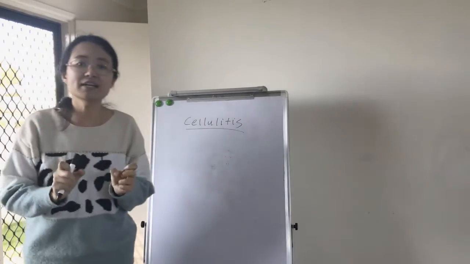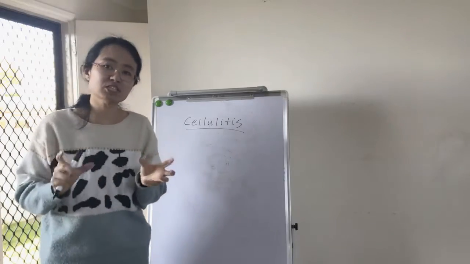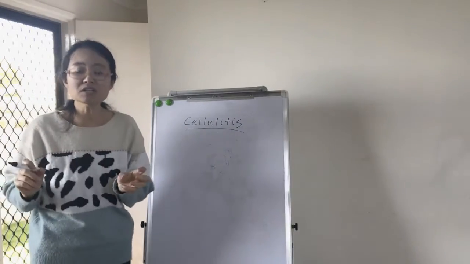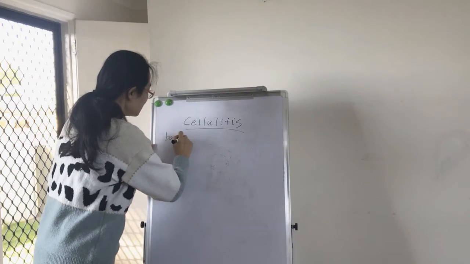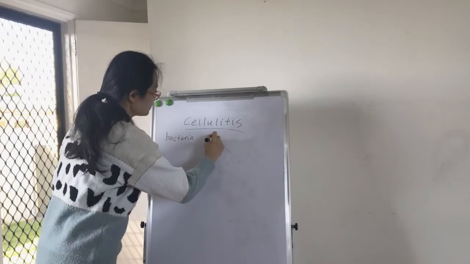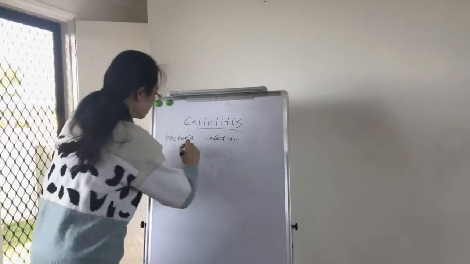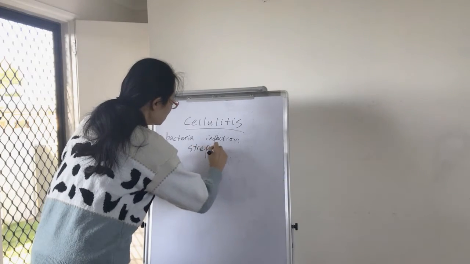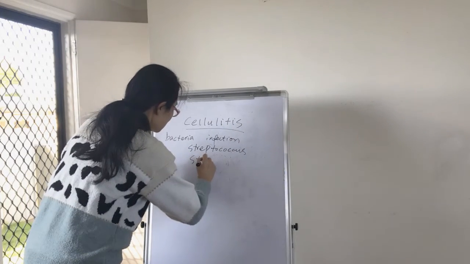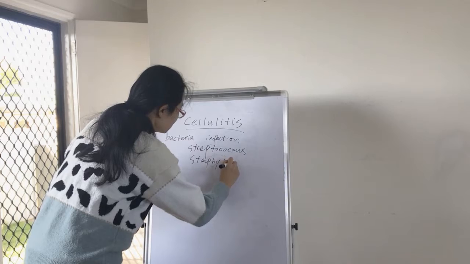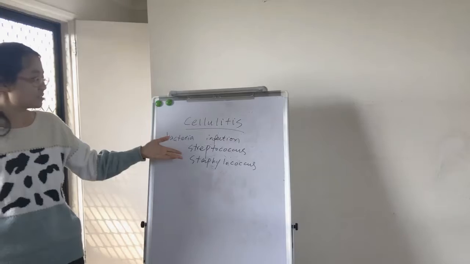Cellulitis is a skin infection caused by two types of bacteria. These bacteria include Streptococcus and Staphylococcus. So it's caused by bacterial infection. Now, what bacteria? We said two bacteria. One is called Streptococcus. Another one is called Staphylococcus. These two bacteria frequently attack the human body, especially the skin.